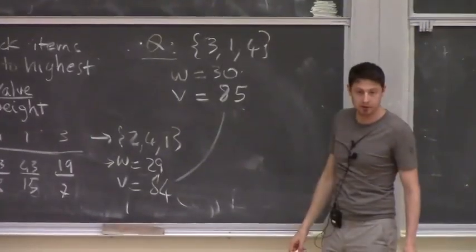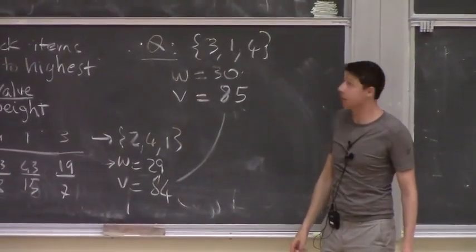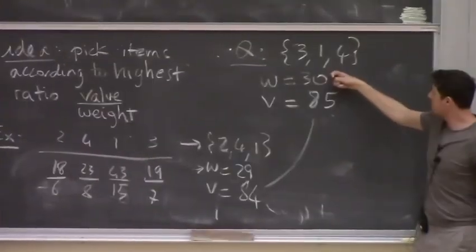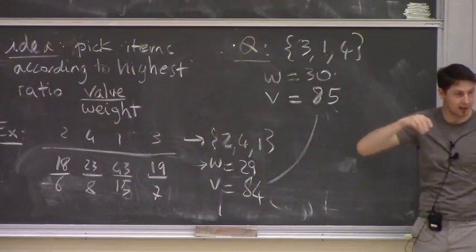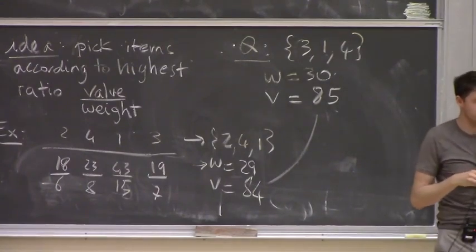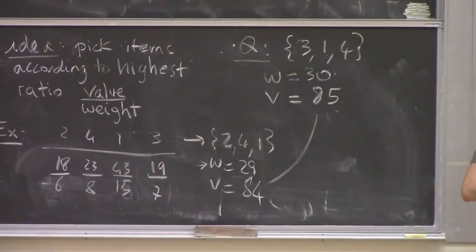Exactly. So what are the 2 items? Item 1 and item 1, right? So here, we could do something better, 86, by just picking item 1 twice. We would get exactly weight 30, and the value would be 2 times the value of item 1, which is 2 times 43, which is 86.